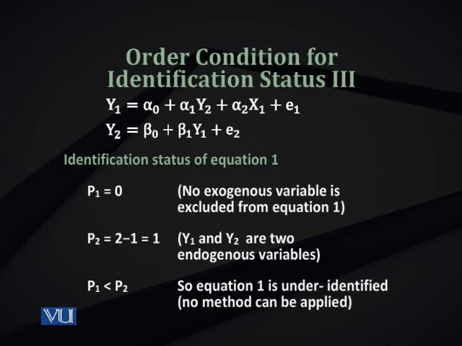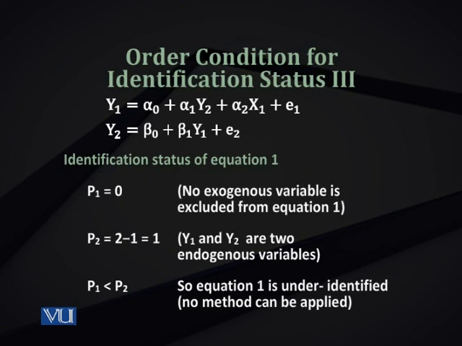What changes is the value of P1. That is the number of exogenous variables excluded from the equation. So now focus on equation 1 on the screen, y1 in terms of y2 and x1. Do you find any exogenous variable that you don't find in this equation?